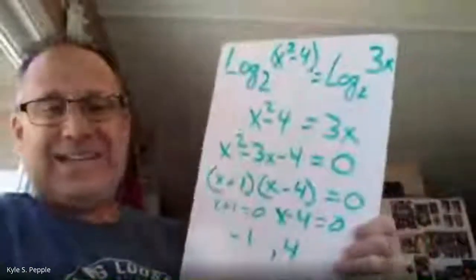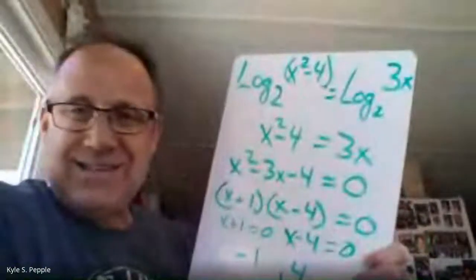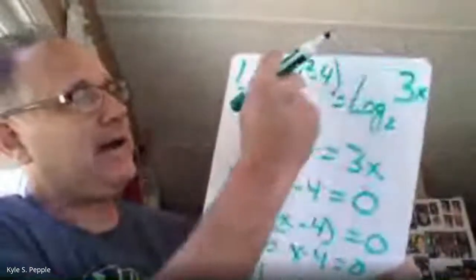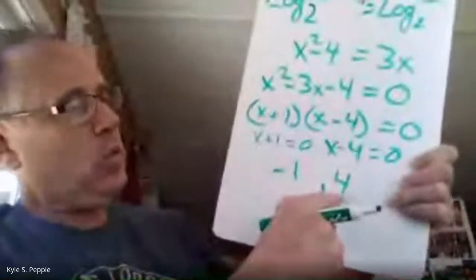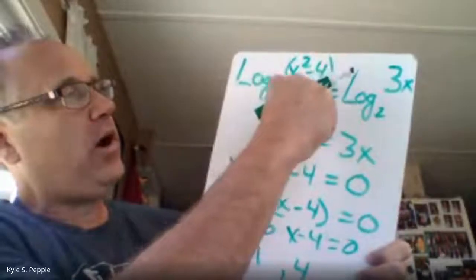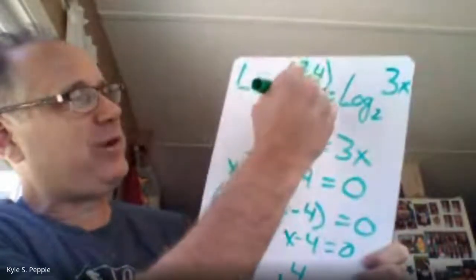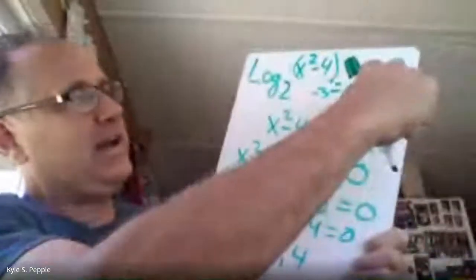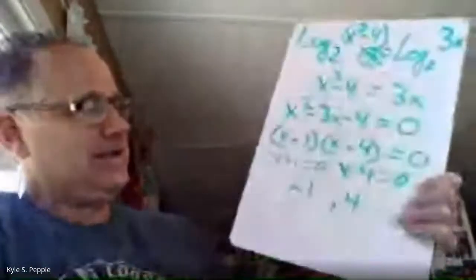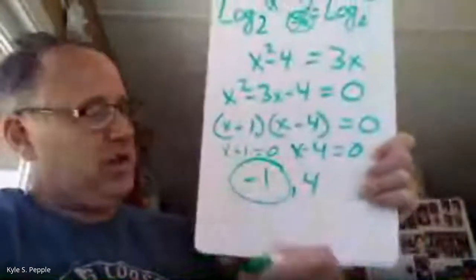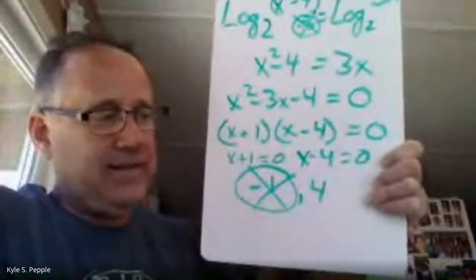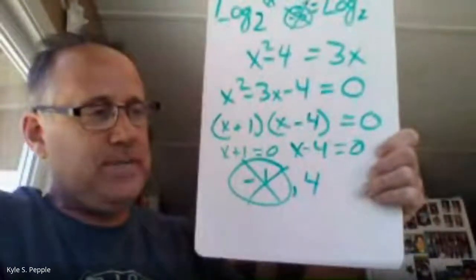Now, once we have our solutions here, we need to plug them back into our original equation to see if it makes sense, because we can't have a negative up here. So when we put in negative 1, negative 1 squared is 1. 1 minus 3 would be negative 3. We can't have a negative 3. So negative 1 is going to be what's called our extraneous solution.